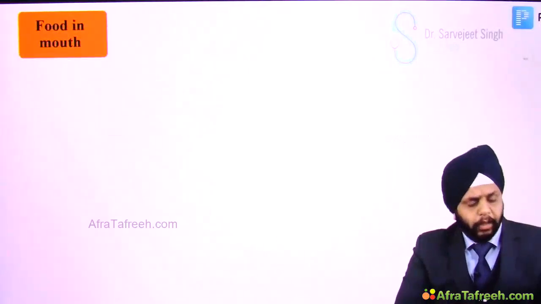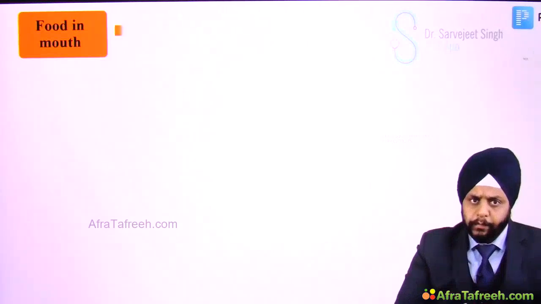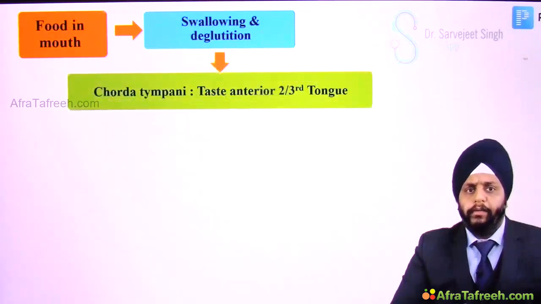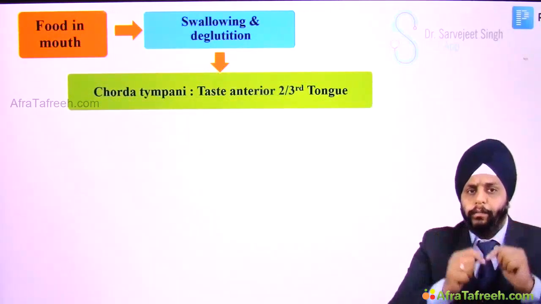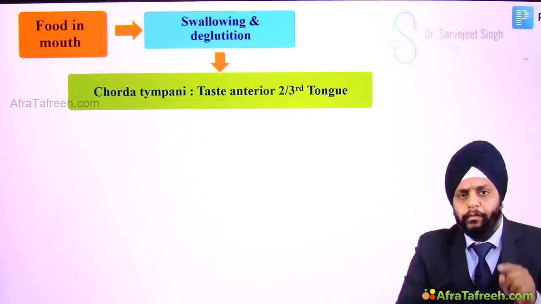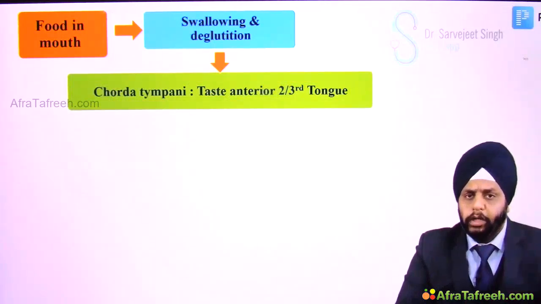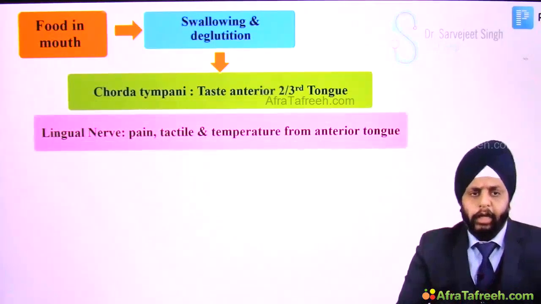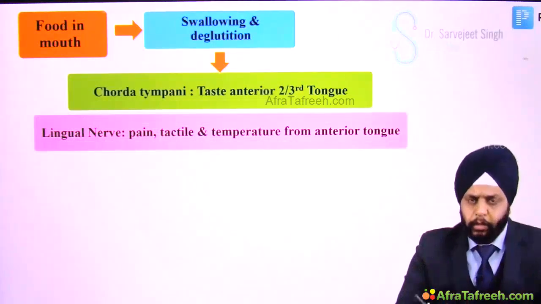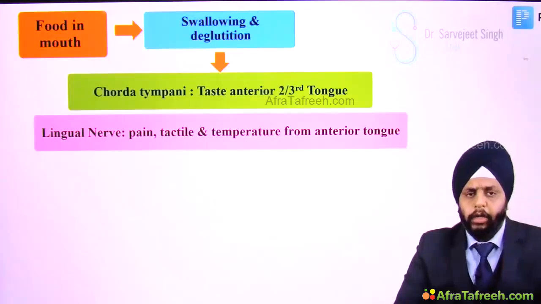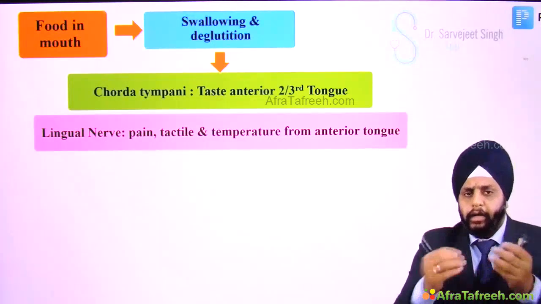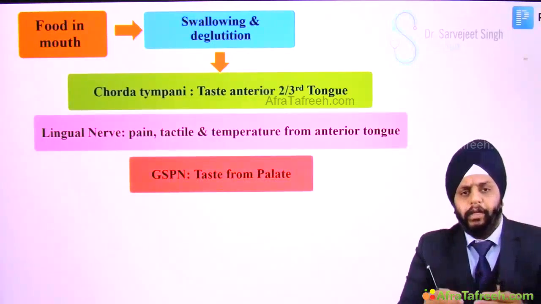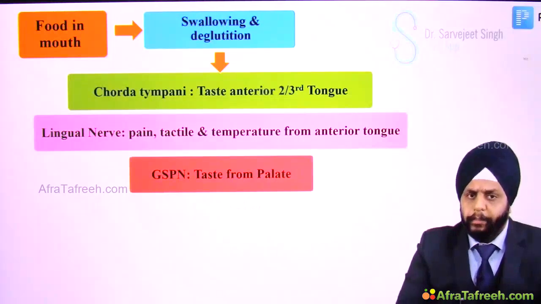How? You see, you put some food in the mouth. Now this food you swallow, you deglutate. What happens? It stimulates the chorda tympani nerve. This nerve is in the anterior 2/3 of the tongue where it supplies the taste. Other than that, it also stimulates the lingual nerve, which is also in the anterior 2/3, supplying pain, tactile touch sensation, and temperature. Then we have the GSPN, which is supplying the taste in the palate.